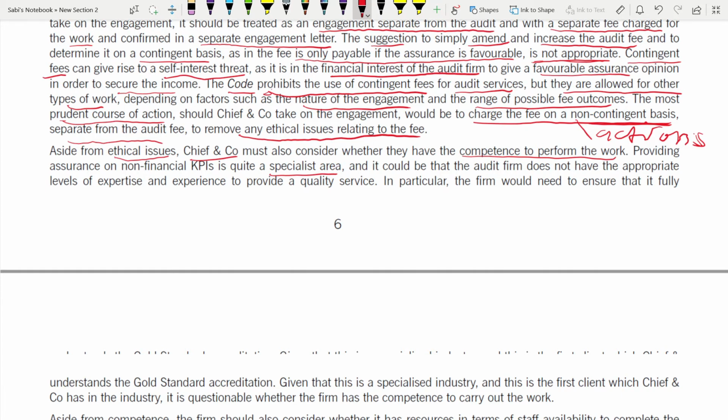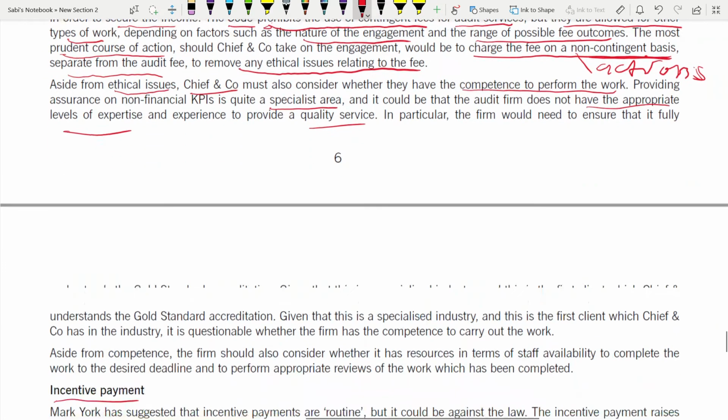And it could be that the audit firm does not have the appropriate level of expertise. They might not have an experience to provide a quality service. So in particular, the firm would need to ensure that it fully understands the goal, standard, accreditation, given that this is a specialized industry and this is the first client which Chief and Co has in the industry. So it is therefore questionable whether the firm has the competency to carry out the work.